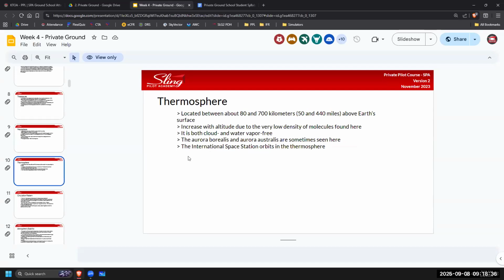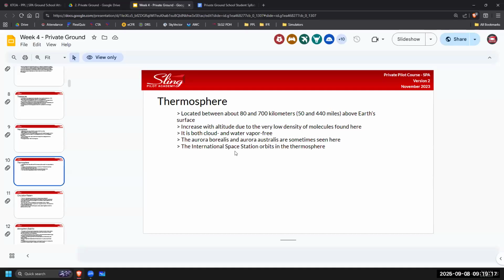Let's keep moving. Thermosphere, even higher. So what they're missing on the slide is that second bullet point. They forgot the word temperature. So an increase in temperature with altitude. So this is going backwards from all the other layers. We've been decreasing in temperature as we get higher in the atmosphere. And then in the thermosphere, we're actually increasing temperature with altitude due to the very low density of molecules up there.